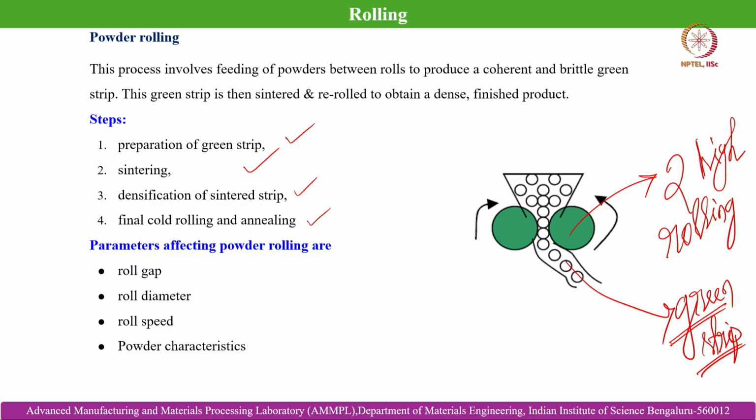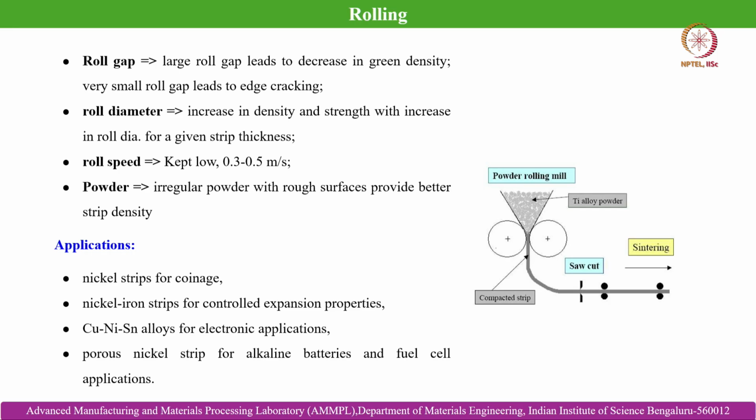The parameters affecting powder rolling are roll diameter, roll gap, roll speed, and also powder characteristics. Let us see how they affect the quality of the green strip and thereby the sintered strip that can be manufactured by this powder rolling technique. A large roll gap leads to a decrease in green density, which is understandable, because a large roll gap signifies that we are trying to achieve higher thickness of the green strip, and in that case it becomes difficult to maintain higher green density.